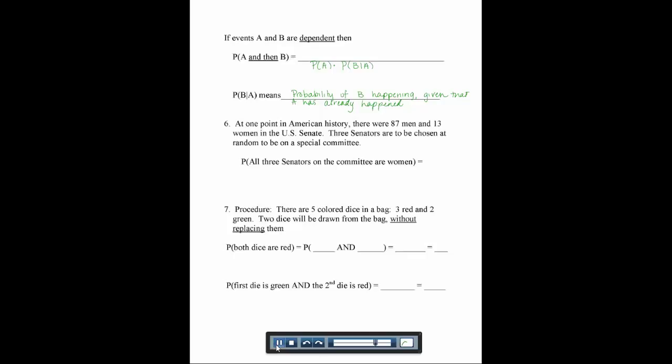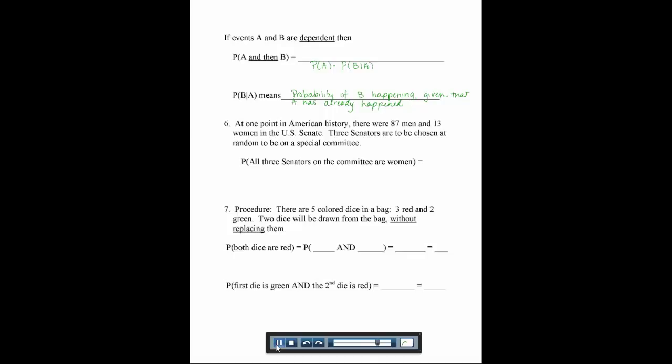So problem 6 says at one point in American history, there were 87 men and 13 women in the U.S. Senate. So the Senate has a total of 100 senators. 3 senators are chosen at random to be on a special committee. We want to find the probability that all 3 senators on the committee are women. So once we choose one person, we can't choose them again. So they're kind of pulled out of the pile. So this is a dependent situation.